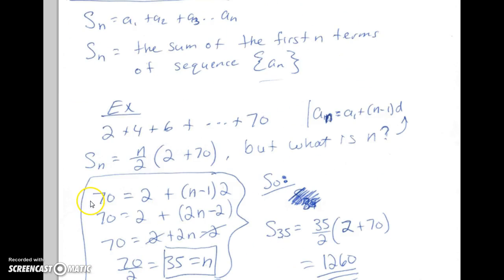All right, here's an example. 2, 4, 6, all the way up to 70. So we want to sum up these terms, okay?